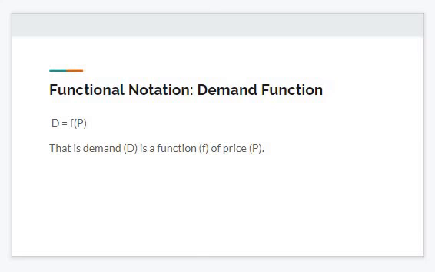Now, functional notation of the law of demand. The relationship between demand and price as described by the law of demand can be written in the functional form as shown on the screen. It is known as the demand function. Here D is demand and D is a function of P, which is price. D is the dependent variable and P is the independent variable. That means demand is dependent upon price, or demand changes as price changes.